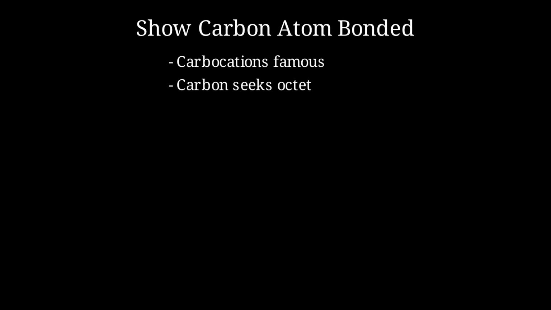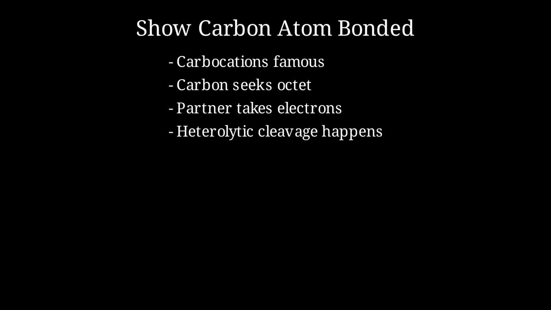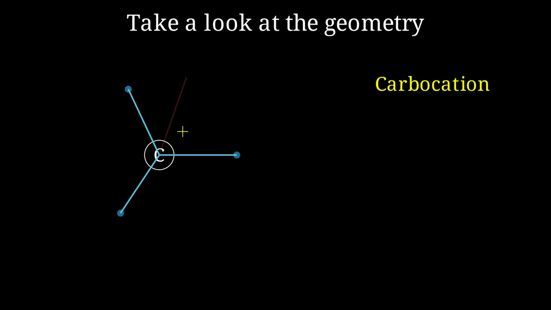Imagine a carbon atom. Usually, it's a social butterfly, forming 4 bonds to reach that stable octet of 8 electrons. But what if one of its partners just leaves? And not just leaves, but takes both electrons from the bond with it. This is heterolytic cleavage. What we're left with is a carbon atom with only 3 bonds and a gaping hole where that 4th pair of electrons used to be. This is a carbocation.